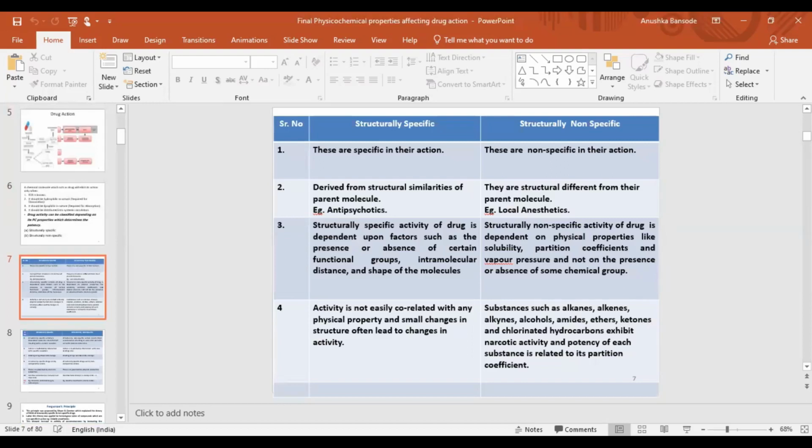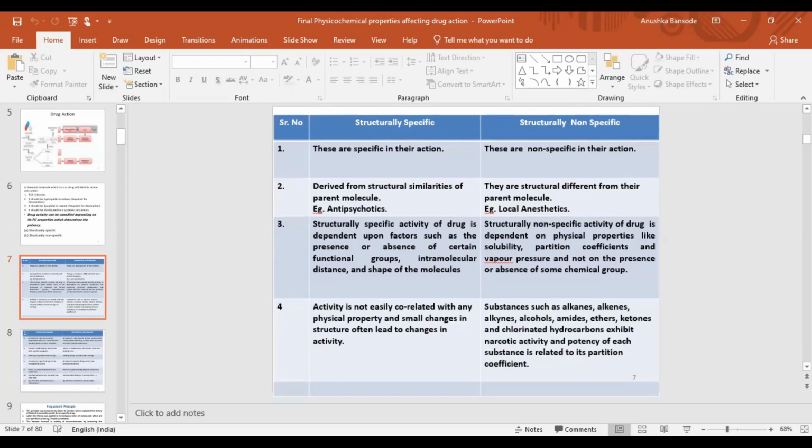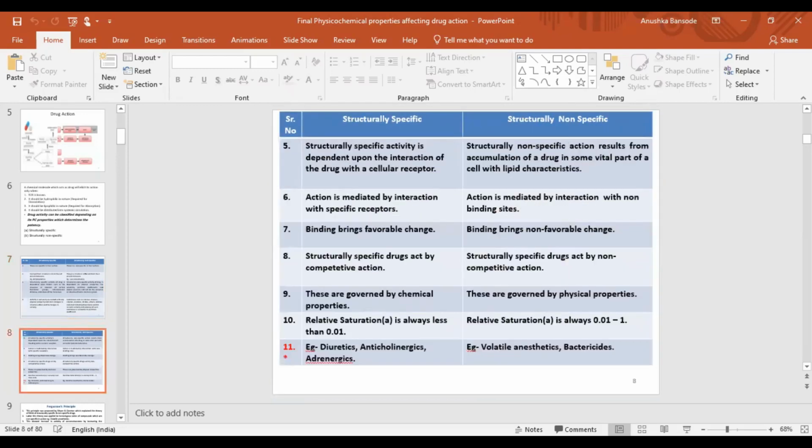The activity of structurally specific drug is not easily correlated with any physical property, and any small changes in the structure lead to changes in the activity. When we come to structurally non-specific, substances such as alkanes, alkenes, alkynes, alcohols, amides, ethers, ketones, and chlorinated hydrocarbons exhibit narcotic activity, and potency of each substance is related to its partition coefficient. Structurally specific activity is dependent upon interaction of the drug with a cellular receptor, whereas structurally non-specific actions result from accumulation of drug in some vital parts of a cell with lipid characteristic.